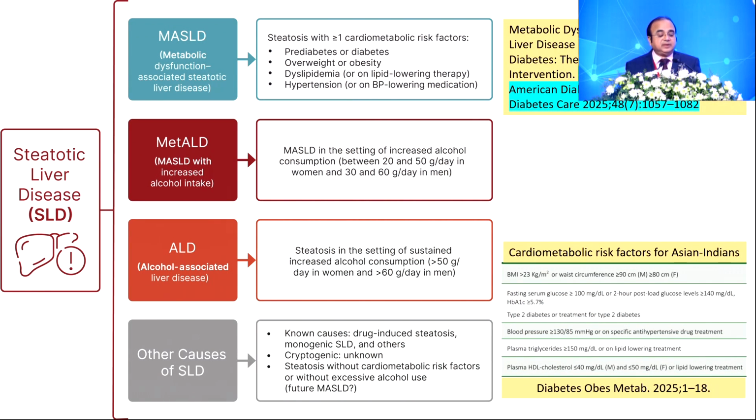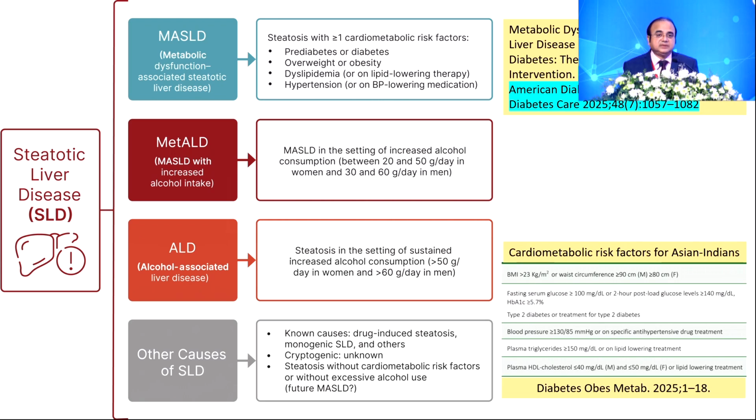And this is the steatotic liver disease classification given by the ADA consensus statement, and we can very well see that they have classified it into MASLD, MetALD, ALD and other causes of SLD. So here our area of interest is MASLD, and we can diagnose it by any evidence of steatosis, and along with that any one of five cardiometabolic criteria should be there, like BMI or dyslipidemia, triglyceride levels, HDL levels.